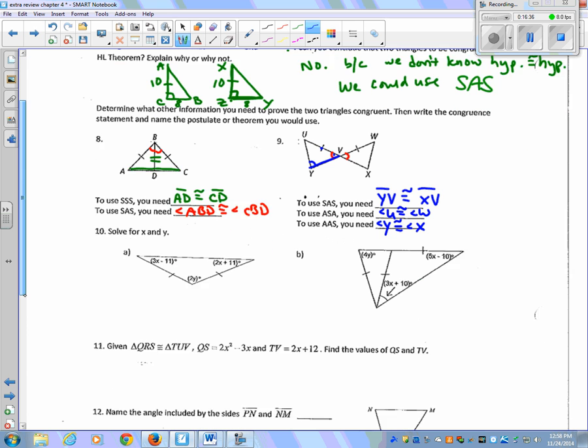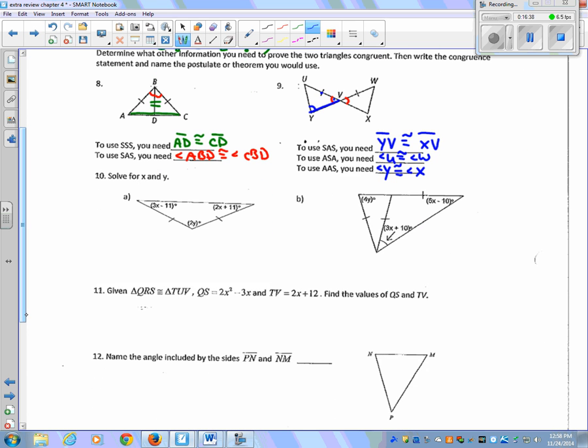Okay, to solve for x and y here, don't overcomplicate this. These two angles are congruent. 3x minus 11 equals 2x plus 11. So we're just going to solve for x by getting x's on one side. So we get x is 22.